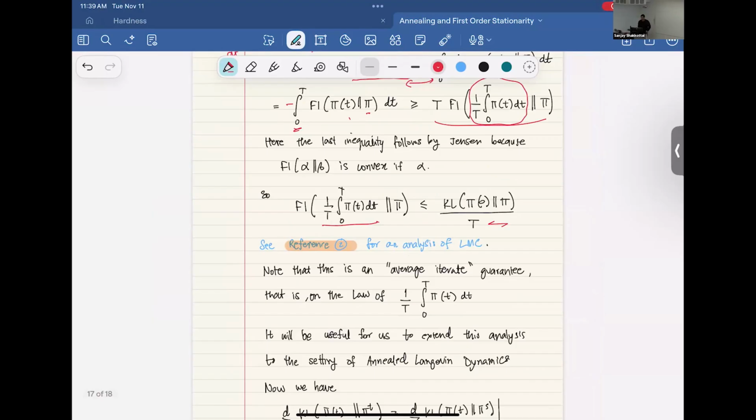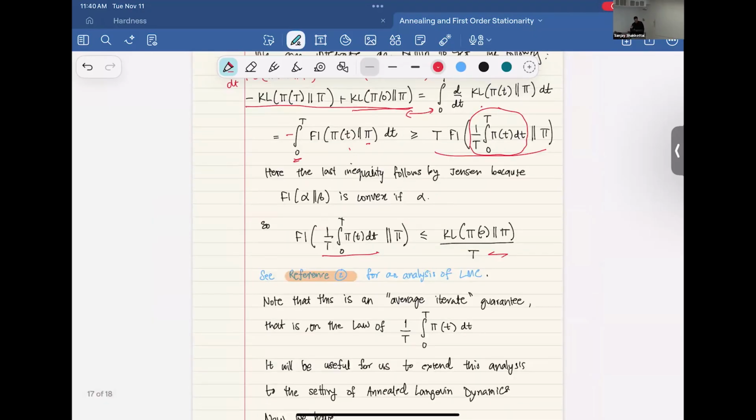So this was for the Fisher divergence towards a fixed pi, right? Would you remind us which way time is running? Is pi t moving toward noise or data? So there's a fixed pi. Pi of t is the law of the tth iterate when you run Langevin.